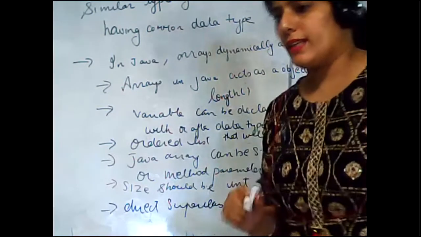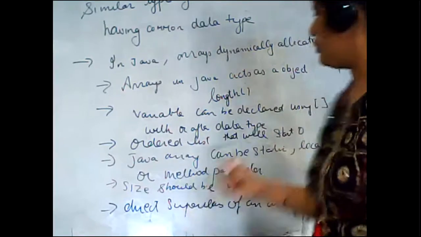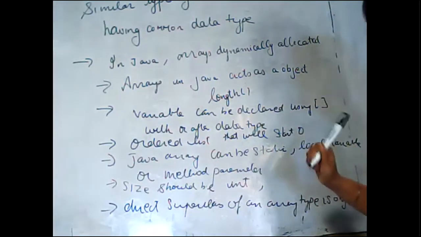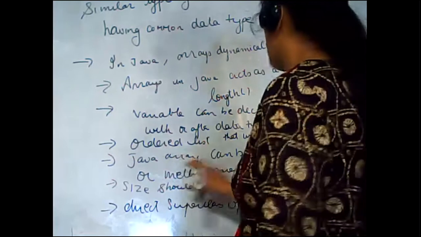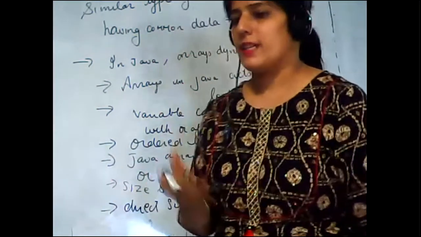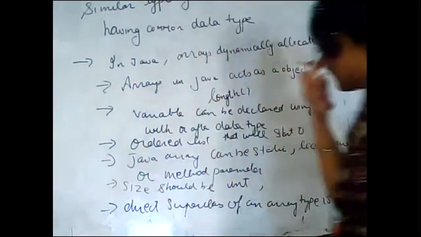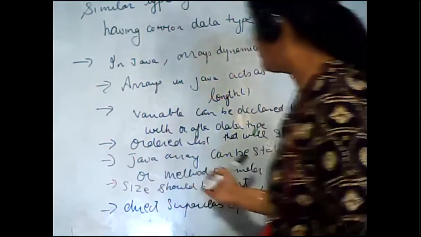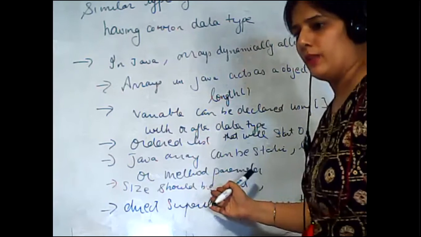So always in case of an array, it can start with the value 0. By default, the value will start from the 0 part. So a Java array can be static. You can use a particular Java array as a static variable, or we can have it as a local variable, or it can be used as a parameter in a method.